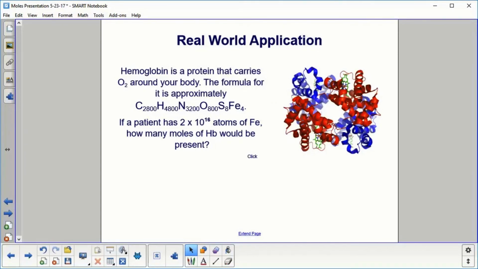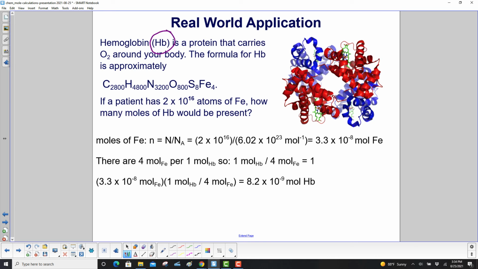Hemoglobin, abbreviated Hb, is a protein that carries oxygen around your body. The formula for it is approximately carbon, hydrogen, nitrogen, oxygen, sulfur, and iron, with various numbers of atoms. If a patient has 2 times 10 to the 16th atoms of iron, how many moles of hemoglobin would be present? So first let's find how many moles of iron we have.